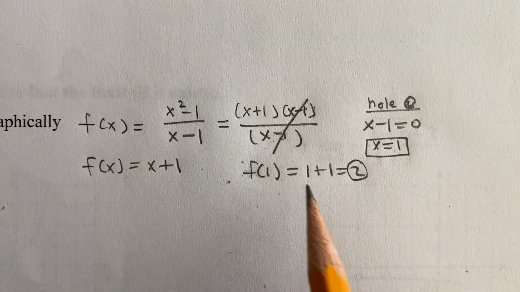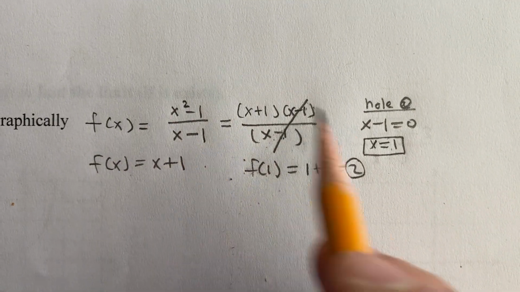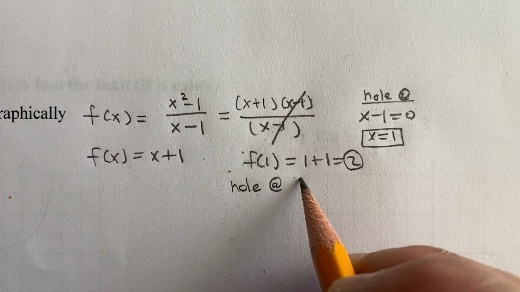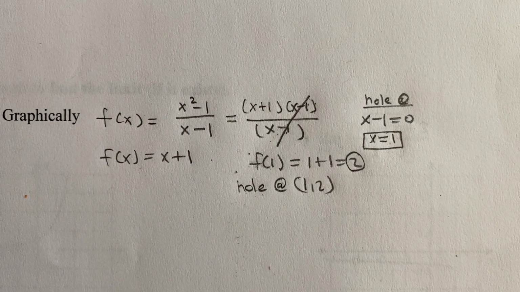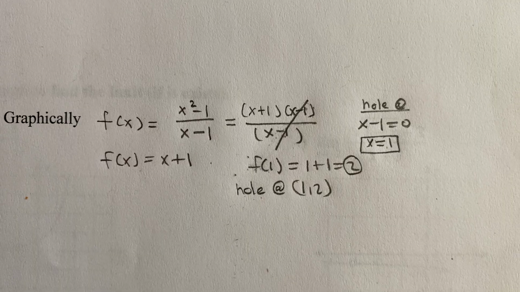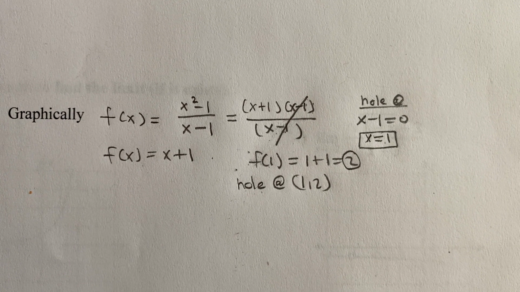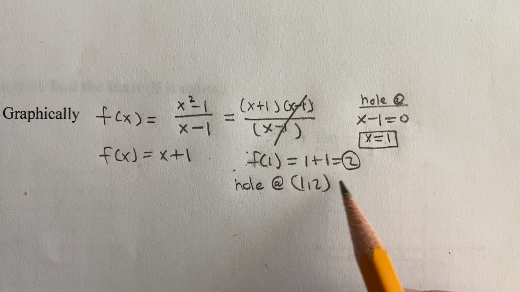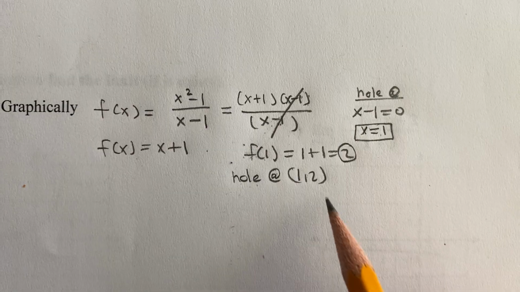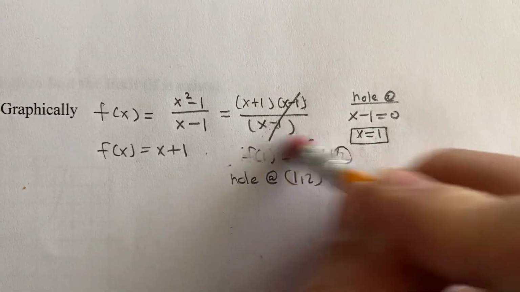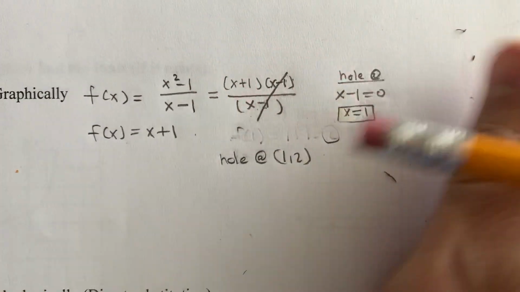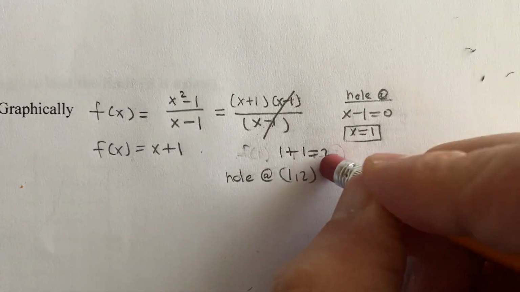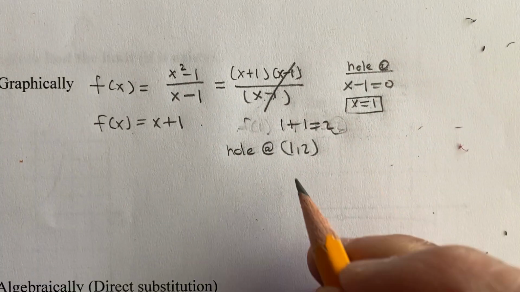Now, this f of 1 is not a true f of 1. We're going to say that there's a hole at 1, comma 2. Even though f of 1 is technically undefined here, I really shouldn't have written this, as it might confuse you. Just recognize that there's a hole over here. Maybe I should just write 1 plus 1 is equal to 2. I don't want you to think f of 1 is 2. There's a hole at 1, comma 2.